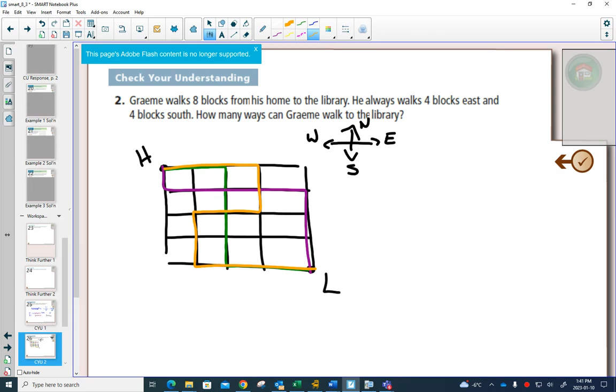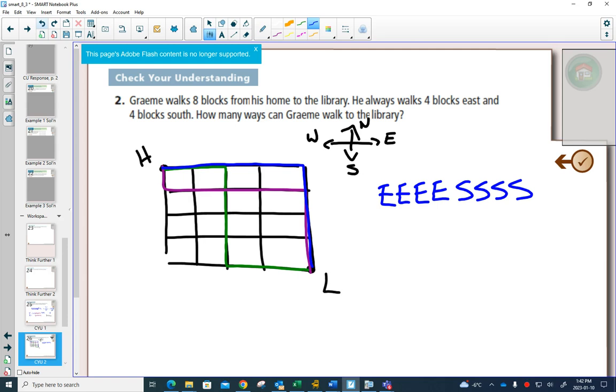If we just start drawing them and counting them, you're going to get very confused about where you're at. So we need a way of measuring this. And this is the disguised identical objects question. Why is it disguised? Because in order to get from home to the library, he needs to go east 4 times somewhere and south 4 times. The one that I wrote, east, east, east, east, south, south, south, south, would be this one. That would be one of them.